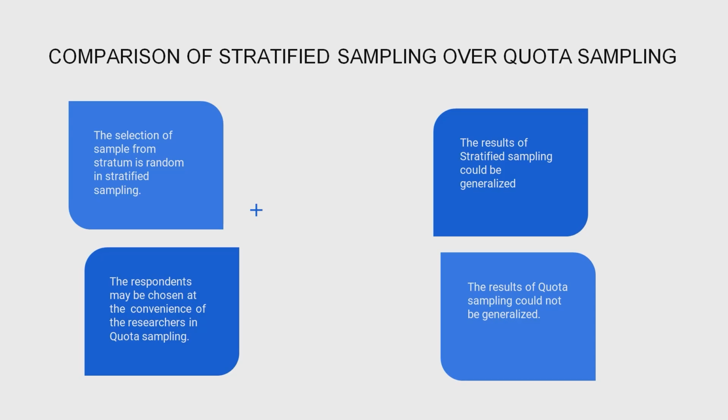The selection of the sample from each stratum is random in stratified sampling, but the respondents may be chosen at the convenience of the researcher in the case of quota sampling. Also, the results of stratified random sampling can be generalized, but the results of quota sampling cannot be generalized. So these are the differences between stratified and quota sampling.